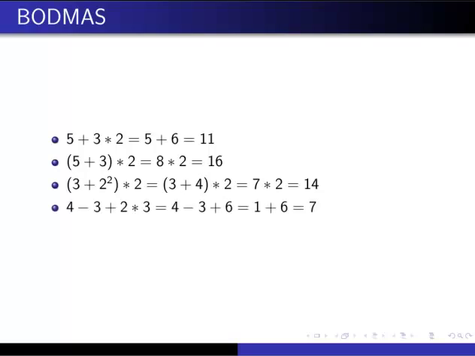4 minus 3 plus 2 times 3. Well, multiplication occurs first. So you do 4 minus 3 plus 6. And now you just do it from left to right. So 4 minus 3 is 1, plus 6 is 7. So that's the solutions to problem set 1.